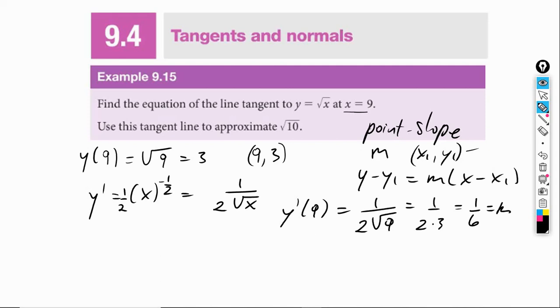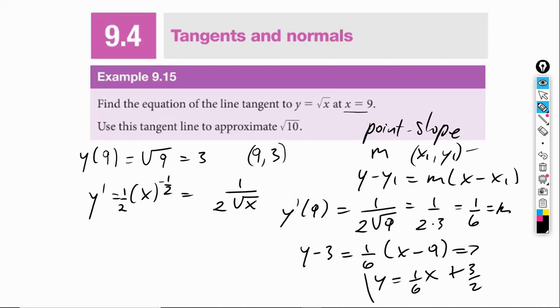So y minus y1 would be y minus 3 is equal to m, the slope, 1/6, times x minus x1, which is 9. And then this implies that y is equal to 1/6 x, okay, so this will be 1/6 times negative 9, which is going to give us negative 3/2, plus 3. It's going to be positive 3/2. So 1/6 x plus 3/2. So this is the first part of the problem, which is finding the equation for the tangent line, right?